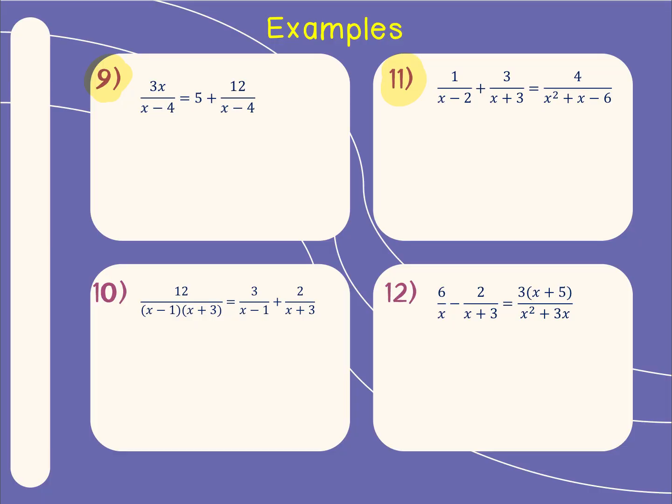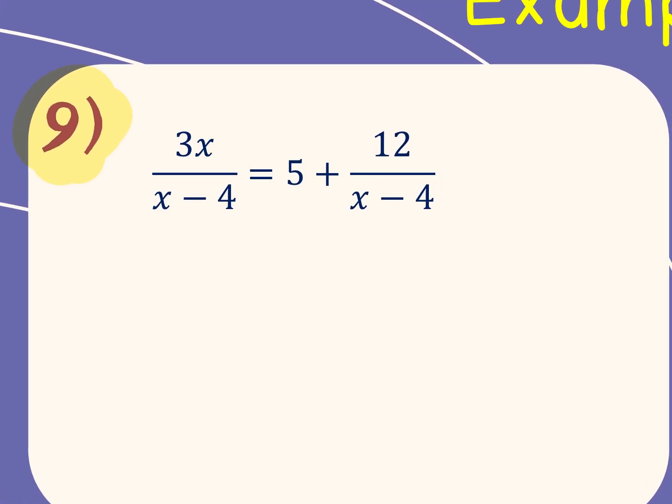Two more. Then we're done. All right, let's look at number 9. What should I put underneath my 5? A 1, good. All right, look at your denominators.